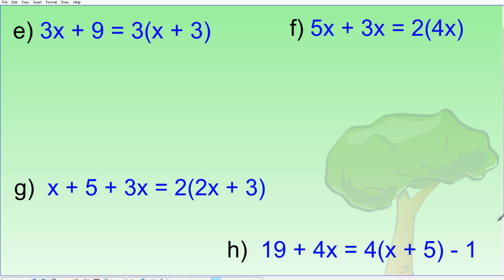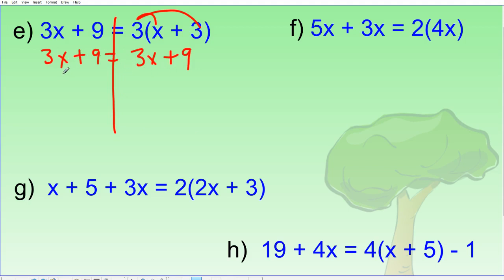Okay, so let's go. We're going to distribute here and here. 3x plus 9 on the other side, 3x plus 9. I'll be honest with you, you could actually stop the problem right now. Because look at this. These two sides are 100% identical. 3x plus 9 equals 3x plus 9.